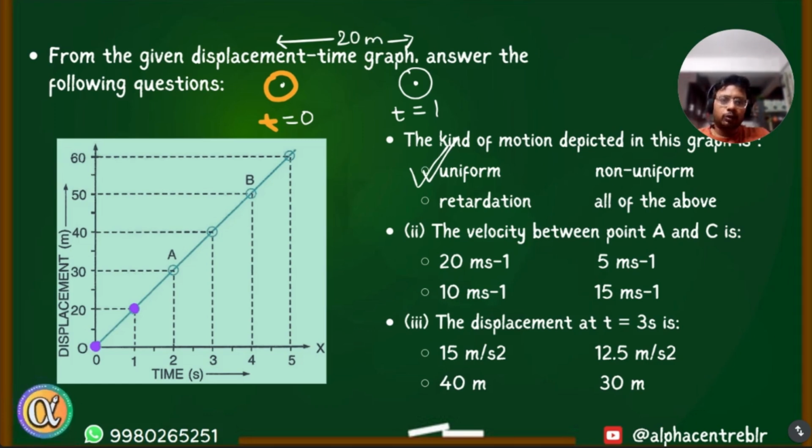At t equals 2, what is the displacement? 30. So 30. I think here there is a mistake then. All right, I think this is a mistake. This should be continuous, because 0 is going to 20 straight away, then 30, 40, 50, 60. Okay. Let me just make a little correction over here. Otherwise, okay, let's make this 10 then. At 0, this is not at the starting. At 0, it is at the 10 mark, like 10 meters from the starting.